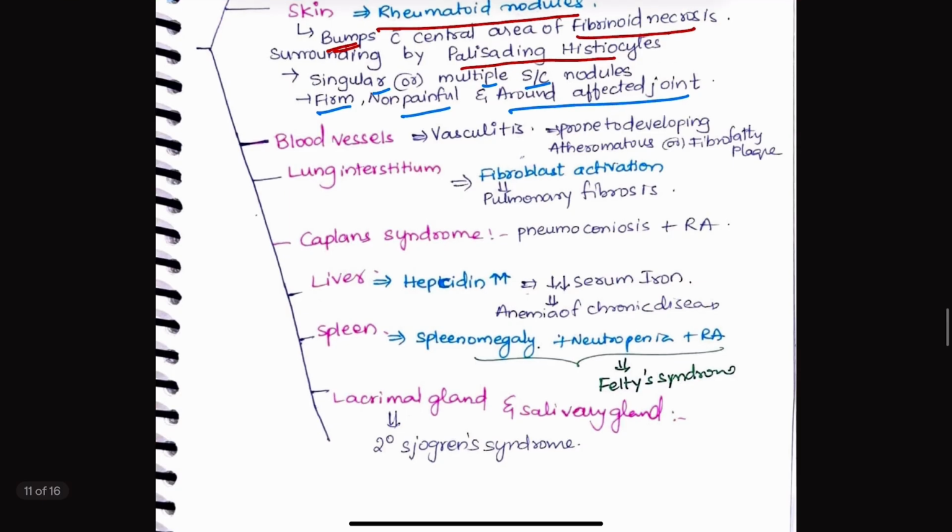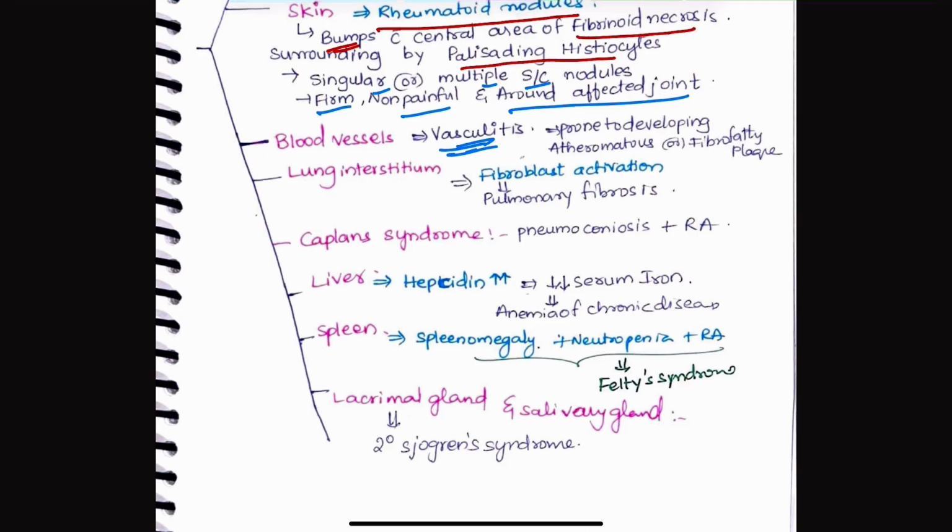And it could also affect blood vessels, which may cause vasculitis. Okay, when there is vasculitis, those vessels are prone to develop atheromatous or fibrofatty plaques. These atheromatous and fibrofatty plaques will narrow down the blood vessel, which may lead to ischemia, and the patient might also land in myocardial infarction of heart. Okay, there may be myocardial infarction in rheumatoid arthritis because of this vasculitis.